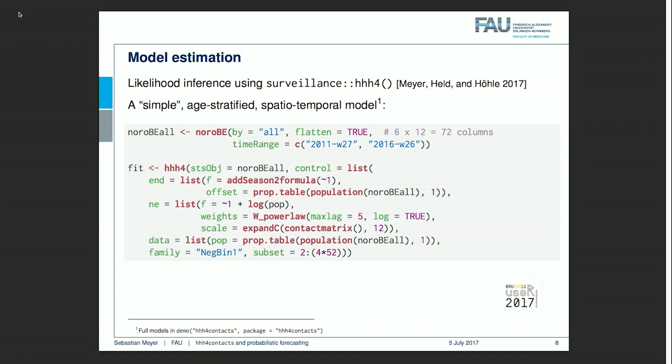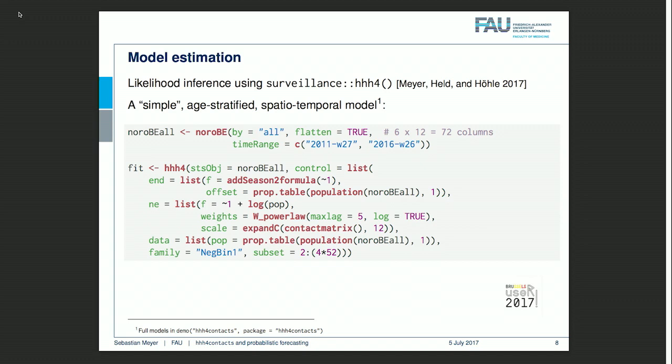And then to fit such a model, you put in the data and you specify the model. And this contains the endemic component. Here, in a simple case, just some sinusoidal time effects and an offset for the population. And you have the neighborhood component here, maybe with a population effect, meaning that infectiousness scales with the population size of the district. Then you need to specify the spatial weights, for instance, a power law. You need to specify the contact matrix as the other type of weights. Then here goes the population, which is used in the formula here as an additional data.